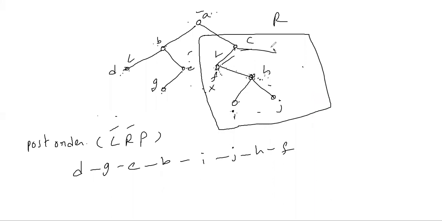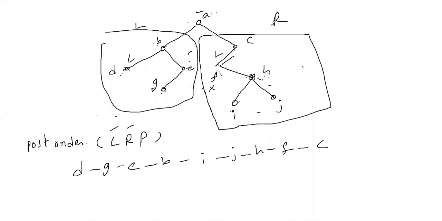So now C left completed. Right nothing will be there. Next, parent. What is the parent? C. Next, left completed, right completed. Now what is their parent? This is the parent. So this is the LRP post order. Is there any doubt?